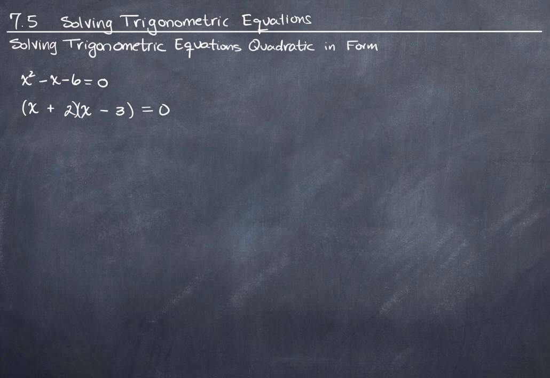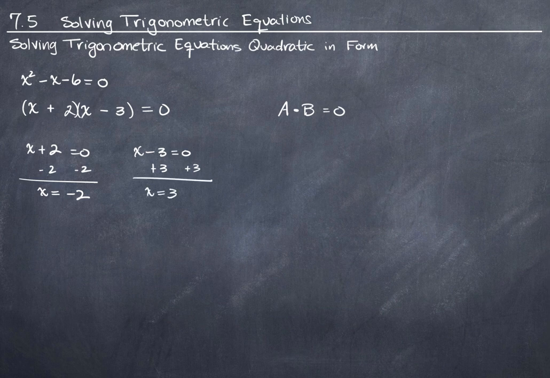Now I can take each of these factors and say either x plus 2 equals 0 or x minus 3 equals 0. We call this the zero product property because if the product of two numbers, a times b, equals 0, then either a has to be 0 or b has to be 0, or they could both be 0. So that's the principle I'm using here. Subtracting 2 from both sides of this one gives me x equals negative 2. Adding 3 to both sides of this one gives me x equals 3. And those are the two solutions to this quadratic equation.